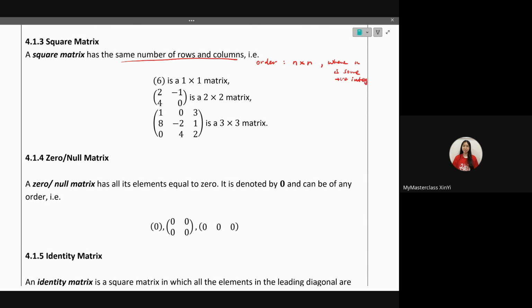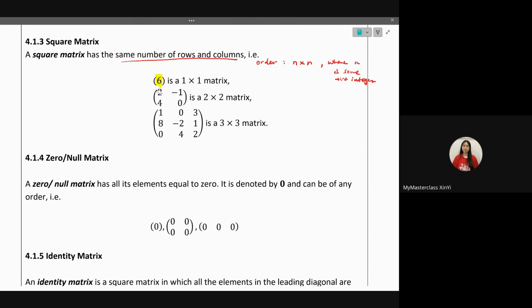Okay, some positive integer. Let's say, for example, this is a matrix. Whenever you see two brackets, this is not a number. This is a matrix. Whenever you see two brackets, this is represented as a matrix. So this is actually a 1 by 1 matrix.